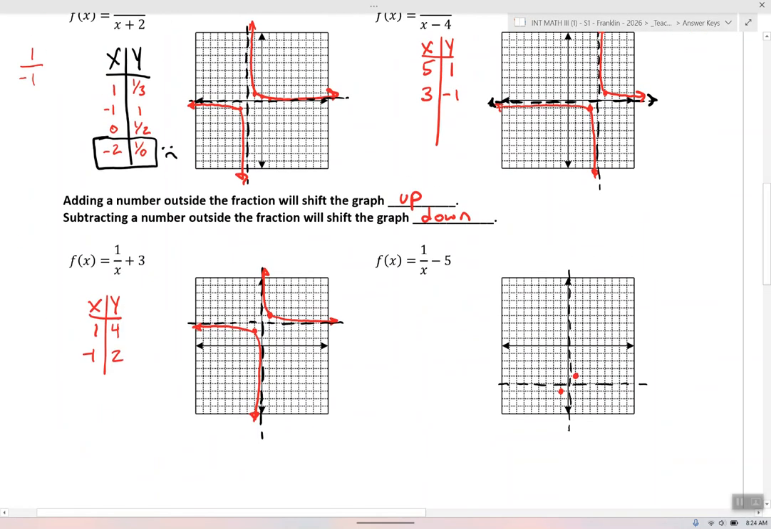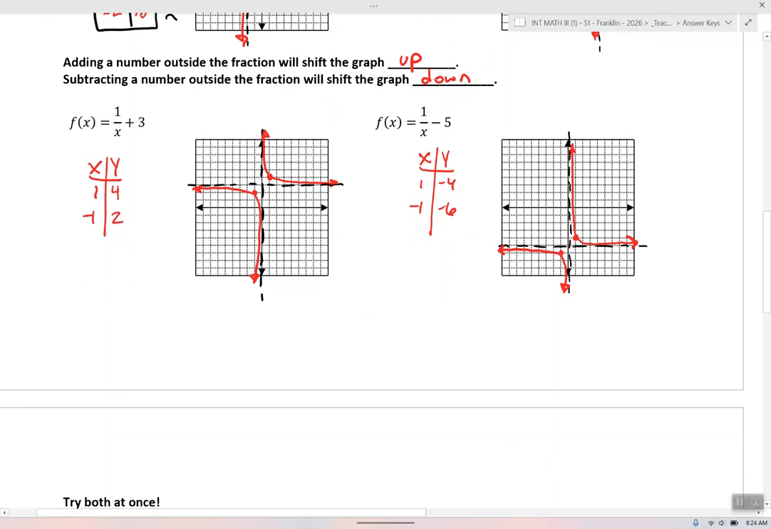So let's check these. If I put in 1 for x, 1 over 1 is 1, 1 minus 5 is negative 4, and that is where this point is. If I put in negative 1, I get negative 6, and that works out as well. And then it's just a matter of getting my graph on there. You can just get close enough, that's okay. We know what's happening. Just like that.